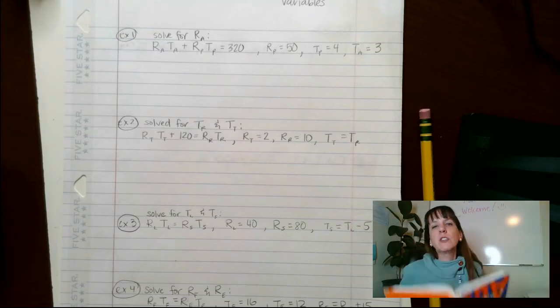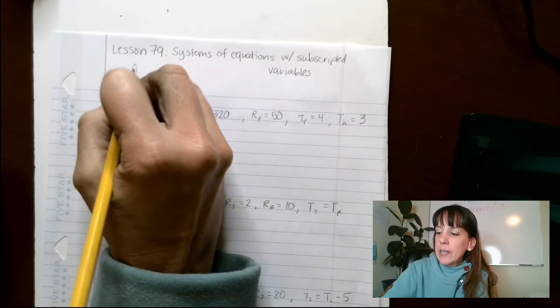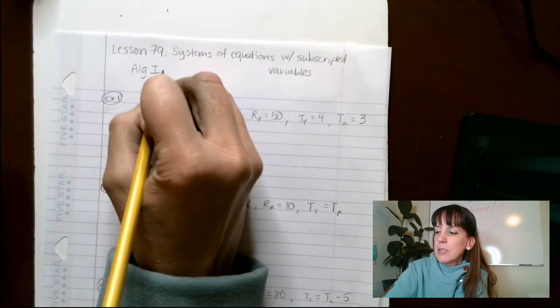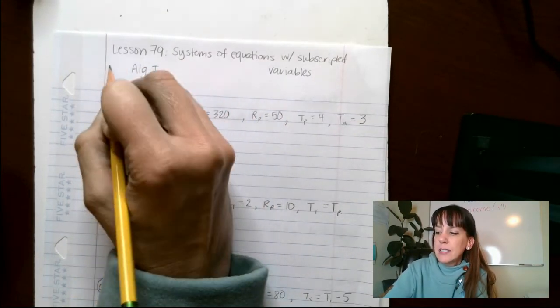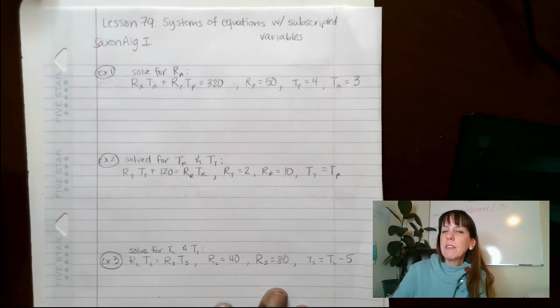I'm in the third edition, Algebra 1, Saxon. Let me write Algebra 1 here so I don't confuse it with my pre-algebra kids. Saxon, Algebra 1. Okay, so we're going to talk today about subscripted variables.